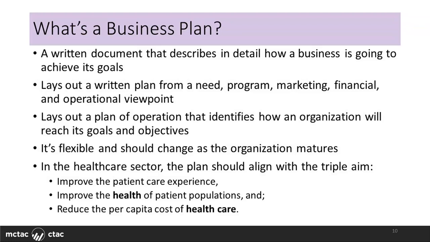And of course, the revisions are really needed when you're bringing on new programs or you're redesigning your staff and operations, if you're bringing on new leaders or new staff. We're always going back to vision, mission, and values, and then our business plan to make sure all that we're doing is reflected and supported and aligns with these. In the healthcare sector, the plan should align with a triple aim. Very key for us: to improve patient care experience, improve the health of patient populations, and reduce the per capita cost of health care.